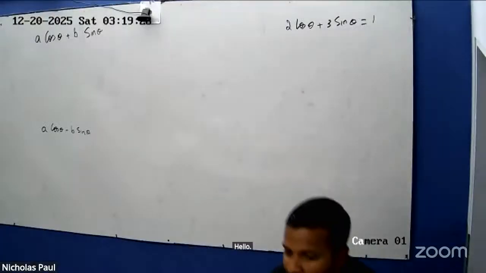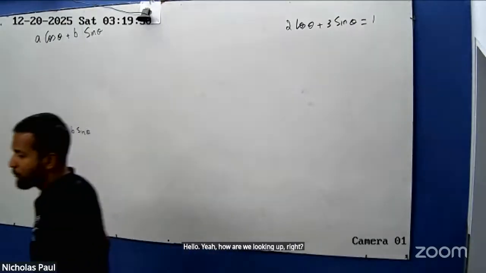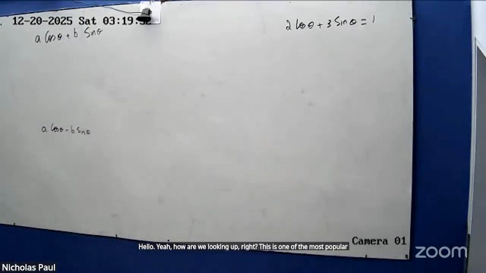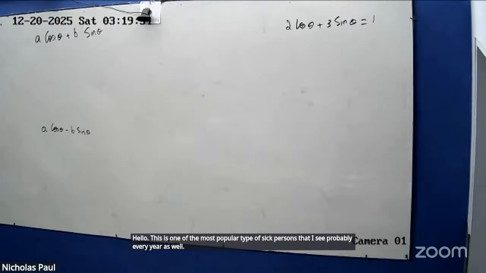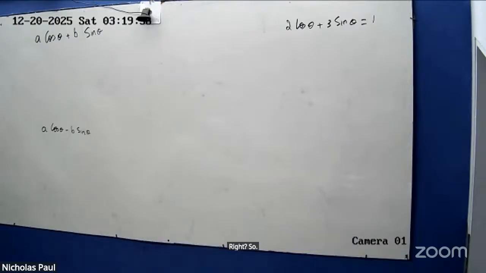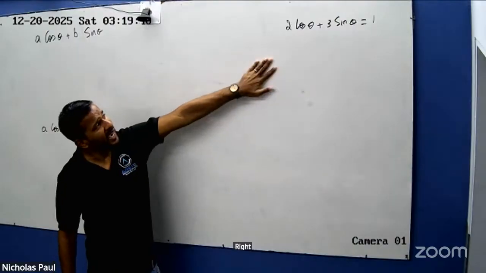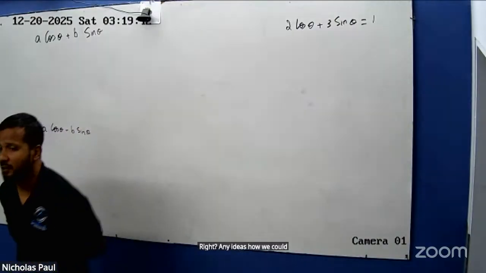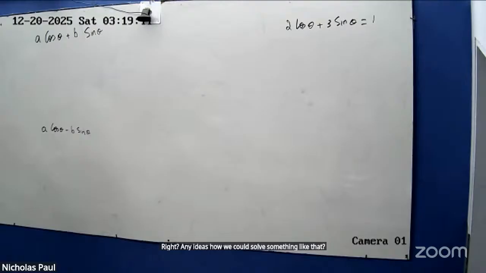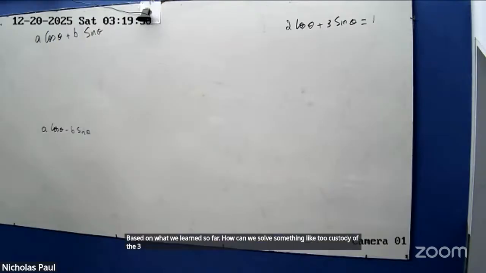That's what we're looking at, right? This is one of the most popular types of trick questions that you're going to see probably every year or so, right? So sometimes they're going to ask us to solve things like this. Any ideas how we could solve something like that, based on what we learned so far? How can we solve something like 2 cos theta plus 3 sin theta equals 1?